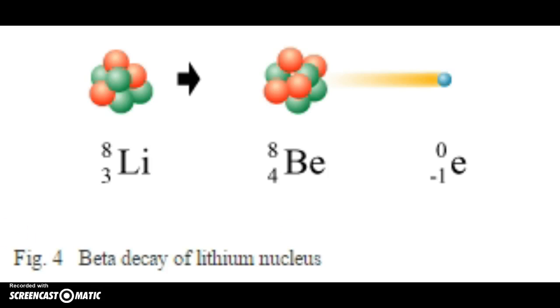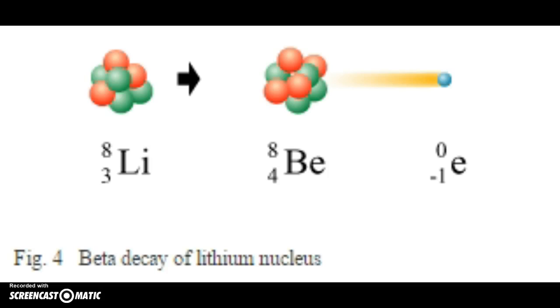The first thing we want to do is make sure that our mass numbers are the same on each side. So first we'll start with the parental material. We see that lithium has a mass number of 8. Now moving to the daughter side, we see that beryllium has a mass number of 8 and the electron has a mass number of 0. Now 8 plus 0 equals 8, so these are balanced out.